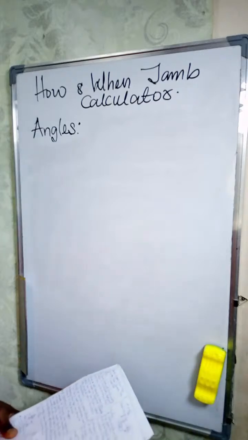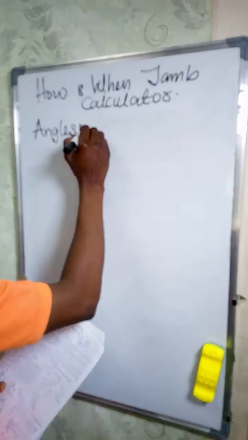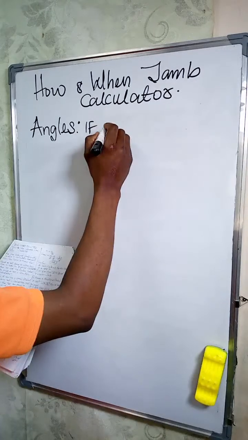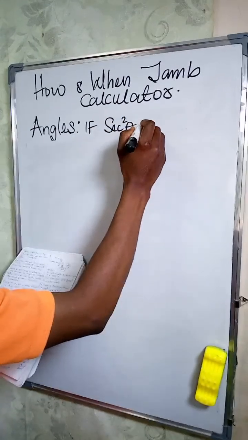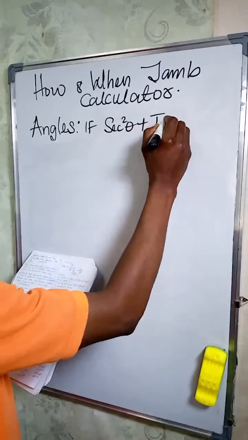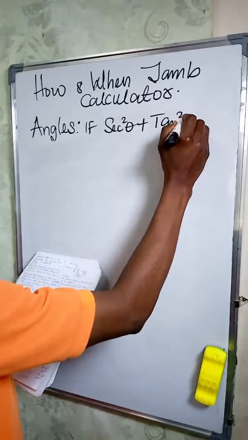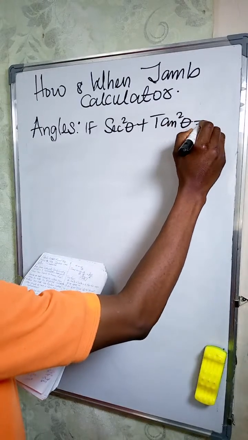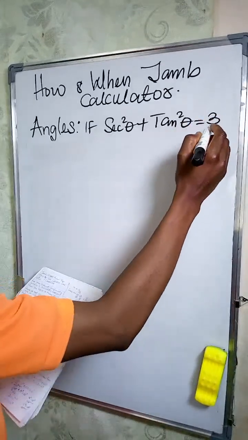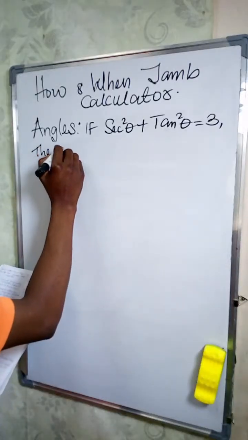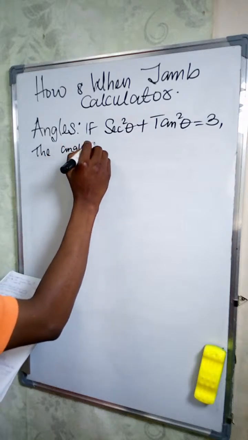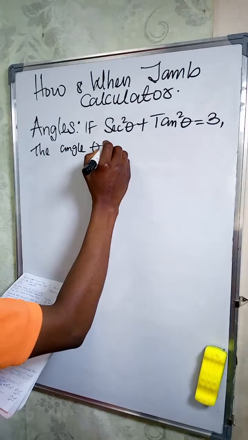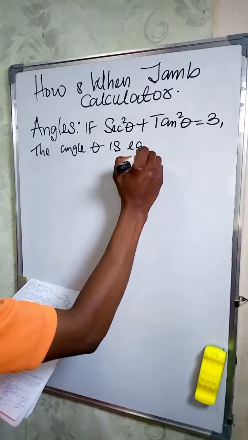Now make you see this question. The question say if sec square theta plus tan square theta is equal to 3, they now say the angle theta is equal to.